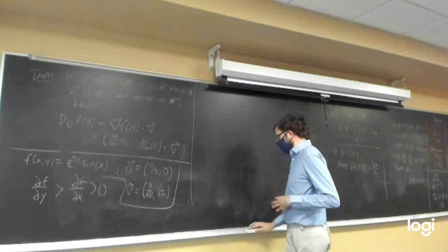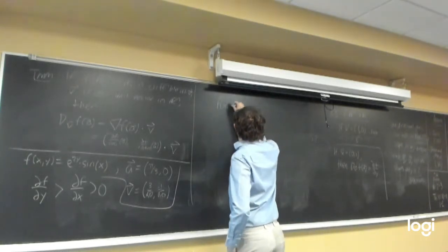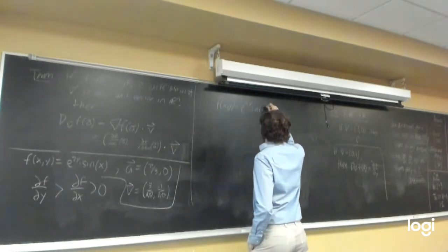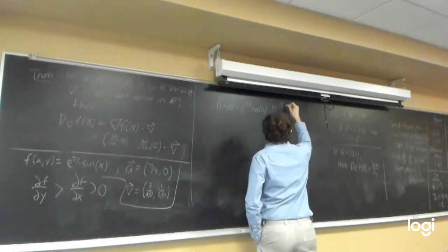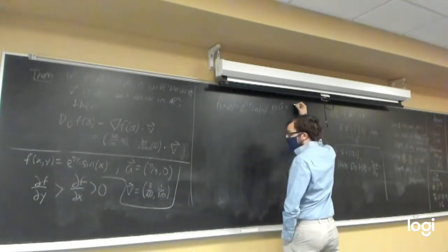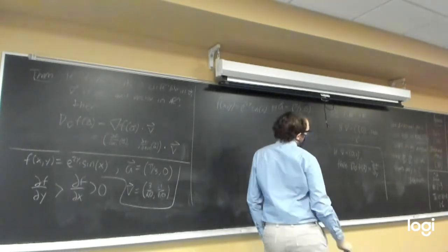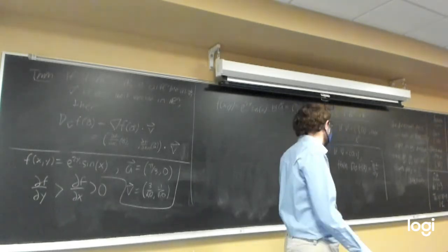We're going to look at the function that we were graphing on the screen a second ago. So our f of x, y is e to the 2y times sine of x. The point A is going to be pi over 3, comma 0. That's the point we're plugging into the function to get a point on the surface of our graph.